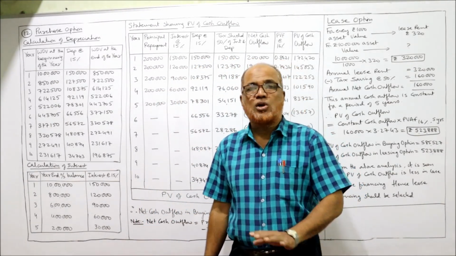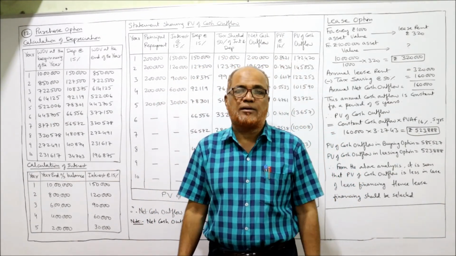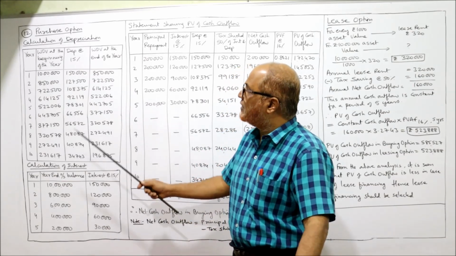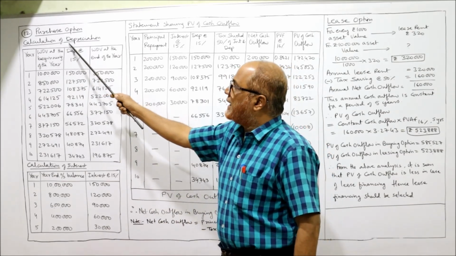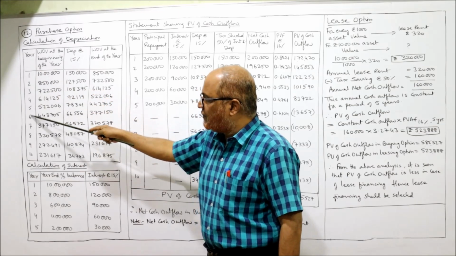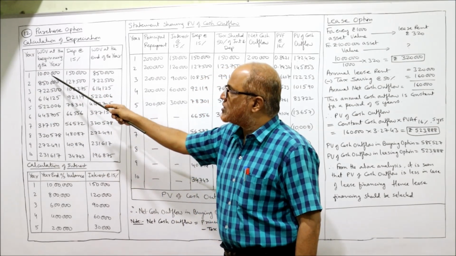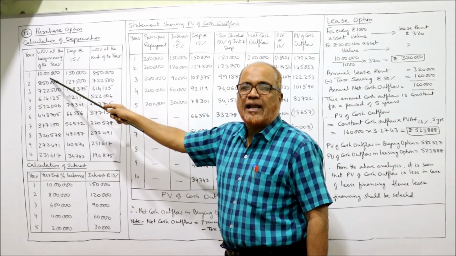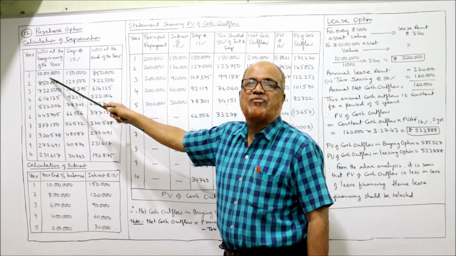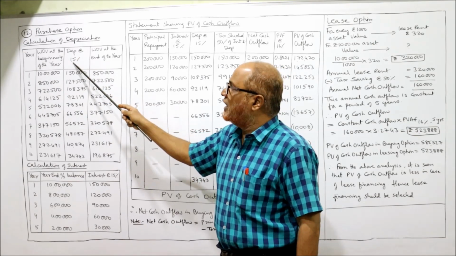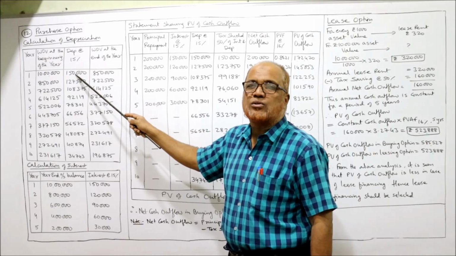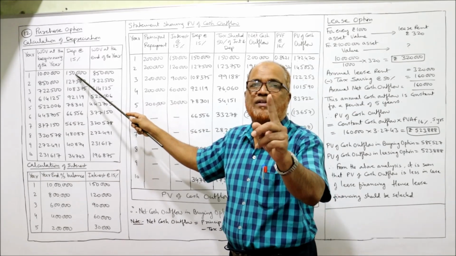On WDV method, it is not specified as straight line method. We have to calculate on WDV method, written down value method. Calculation of depreciation, year 1, 2, 3, 4 up to 10 years. What is the cost of the asset? 10 lakh. 10 lakh rupees is the cost. Depreciation 15%. So 15% of 10 lakh, 1,50,000 is the depreciation for the first year.